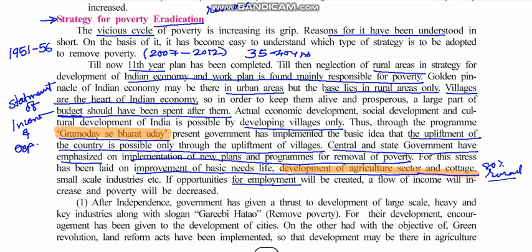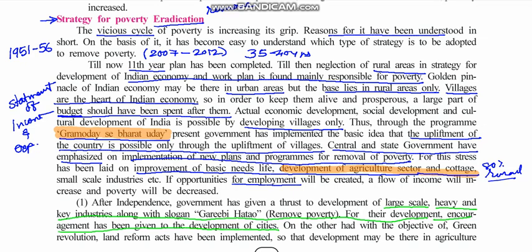After independence, the government gave a thrust of development to large scale industry. We know that in the first five year plan, the development of large scale industry, heavy industry and key industry, along with the slogan Garibi Hatao, was encouraged, and development was given to cities, right?